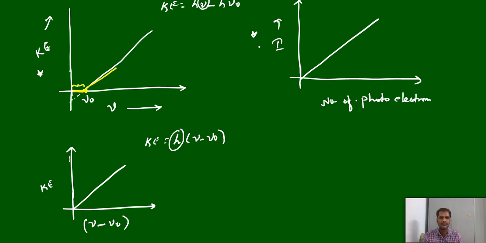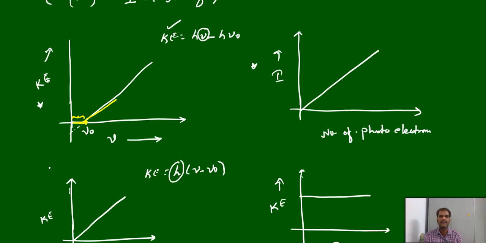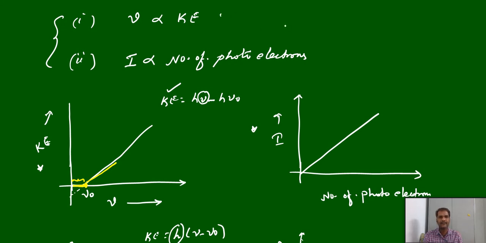And one more graph: we know that there is no relation between kinetic energy and intensity. Sometimes they may give the graph of kinetic energy and intensity. Now tell me, what happens if you increase the intensity? With the same frequency, if the number of photons striking increases, there is no change in the kinetic energy. Only the number of photoelectrons ejected increases. Kinetic energy is constant with increasing intensity. So these four graphs are very important. With respect to these relations, they may ask for the graph in any manner.